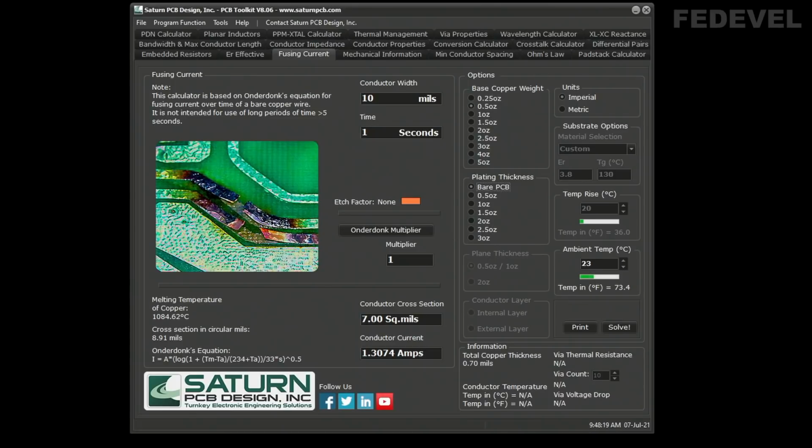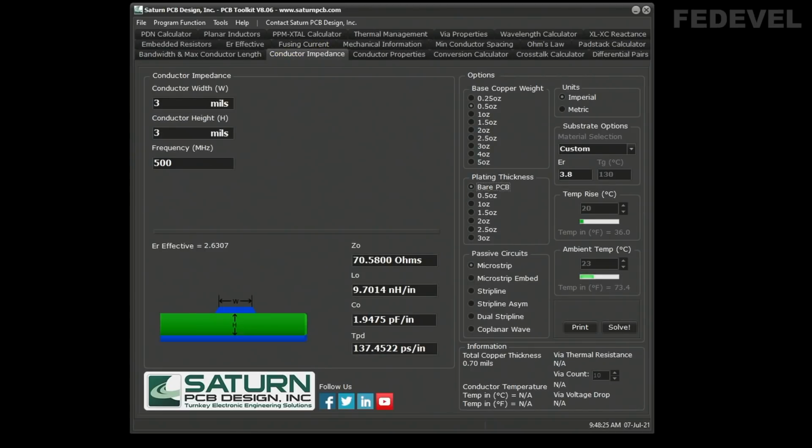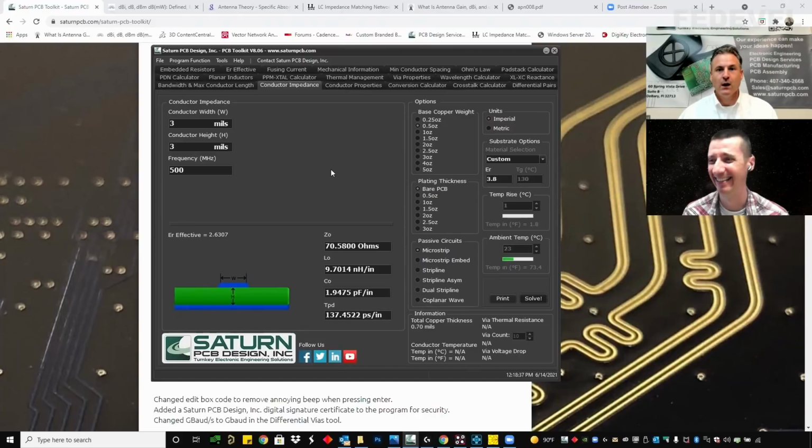Okay, so let's click on the conductor impedance. Okay, and let's talk about this specific calculator. I know what this calculates, but you can explain. This is a microstrip calculator, the surface microstrip, and I find it to be pretty accurate. I'm modeling it against Cadence Allegro and some others.